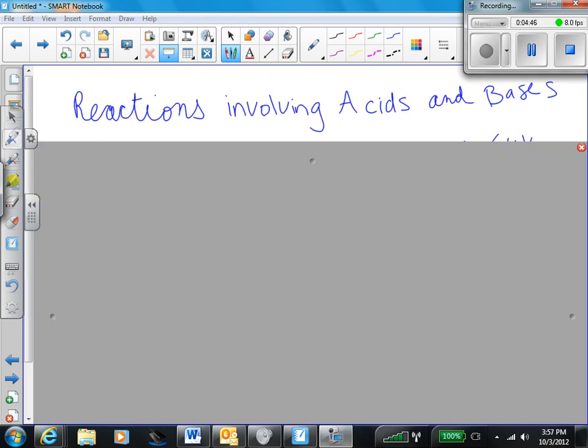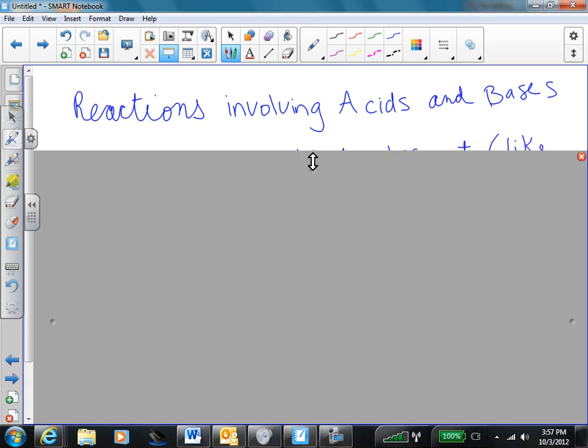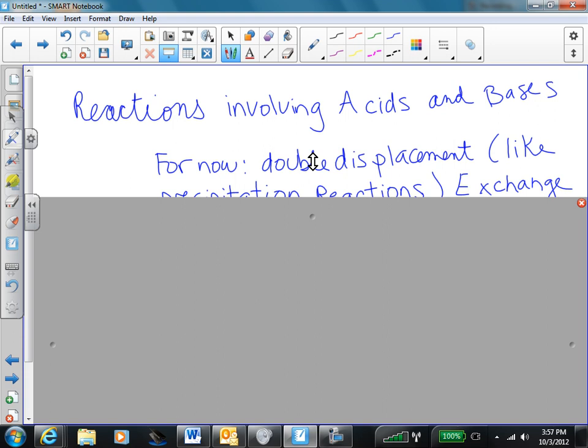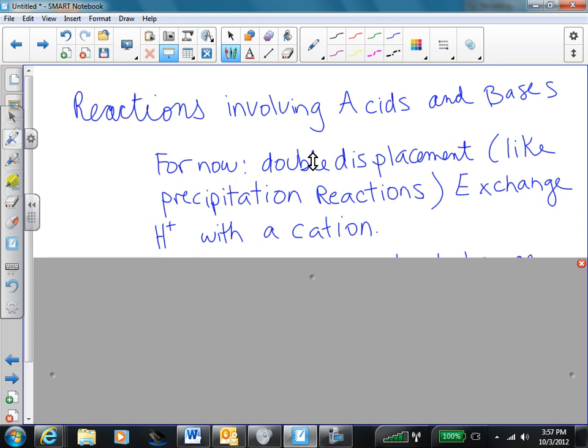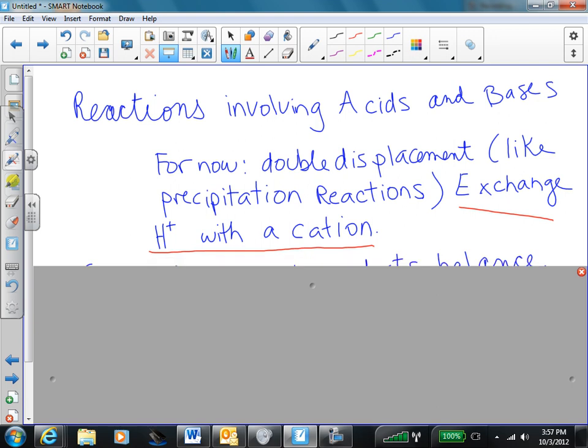All right, we're going to move on to discuss reactions involving acids and bases. We've learned a little bit about acids and bases, and now we're going to do reactions. We're going to learn how to predict products, getting at ionic equations, but we're going to start simple. All right, so the reactions we're going to look at in this class will just be double displacement, like precipitation reactions. We are going to exchange the H plus in the acid with the cation in the base.